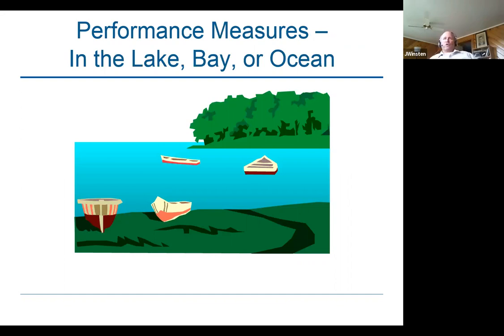Just to talk about a few examples. If the performance measure were in the lake or the bay or the ocean, that might be where the environmental problem is manifesting itself and where you really want to see change, but that might be too far removed from the farm for any farmer to think, okay, if I make any change, are we going to see any result there?